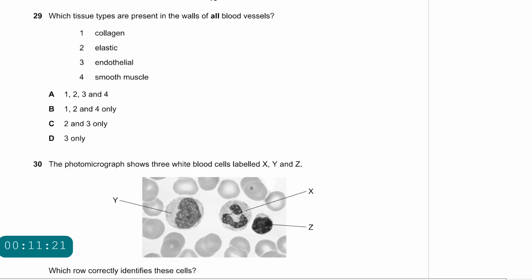9. Which tissue types are present in walls of all blood vessels? To make things clear, the blood vessels that we have are arteries, capillaries, and veins. The tissue type that is present in walls of all blood vessels is only going to be endothelial. Why? Because collagen, elastic fibers, and smooth muscle are only present in arteries and veins. They are not present in capillaries. However, in arteries, they are present in higher proportions than veins. Veins have lower proportion of these. So the only correct answer is going to be D.